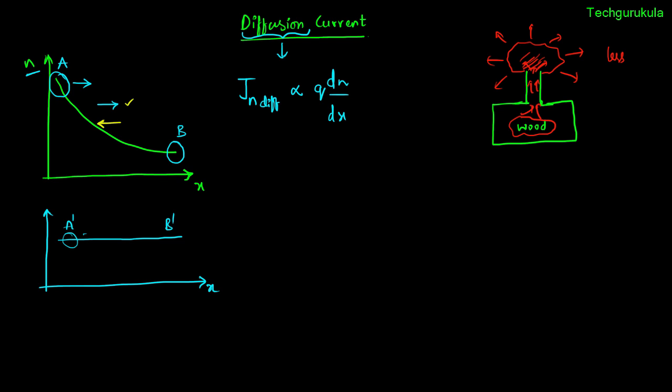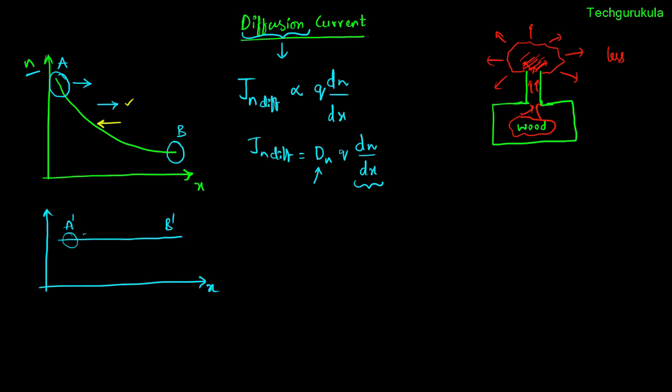As it is directly proportional to, we're going to take a proportionality constant, which I'm going to call D suffix n, which is called the diffusion coefficient of electrons. So we have the other terms, which is q times dn over dx. Now this is the diffusion current density of electrons. And this diffusion current is primarily driven by the carrier concentration gradient.